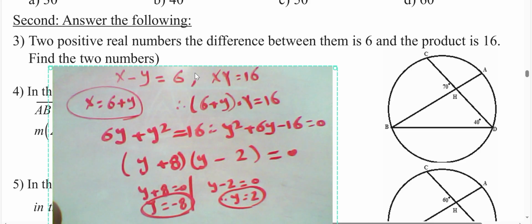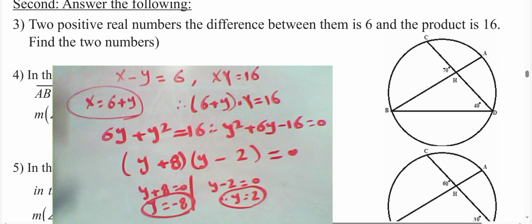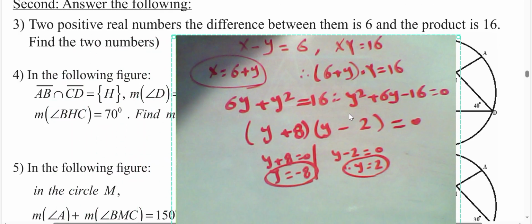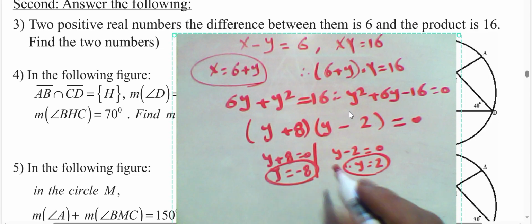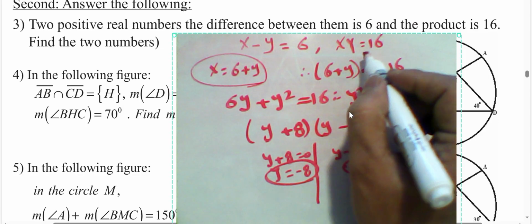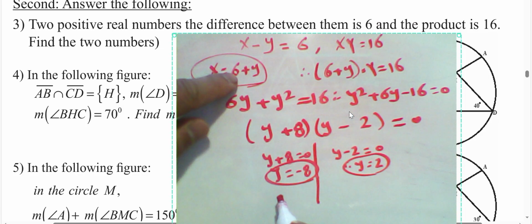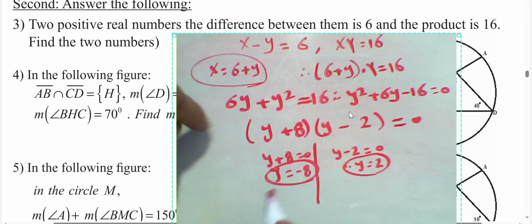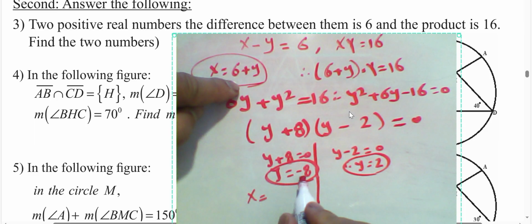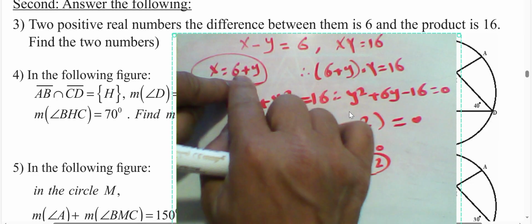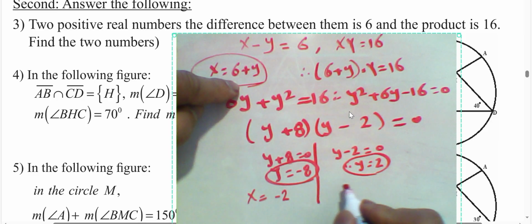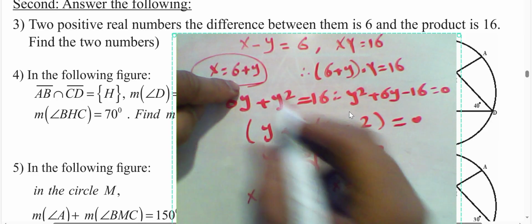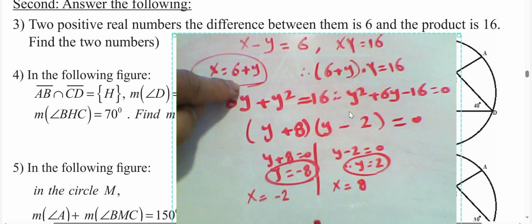Okay, now I will find the value of x when y equals negative 8. Look at this equation: x minus y equals 6, so x equals 6 plus y. Then x will be equal to 6 plus negative 8. Negative 8 plus 6 will be negative 2. And when y equals 2, x equals 2 plus 6, which equals 8.